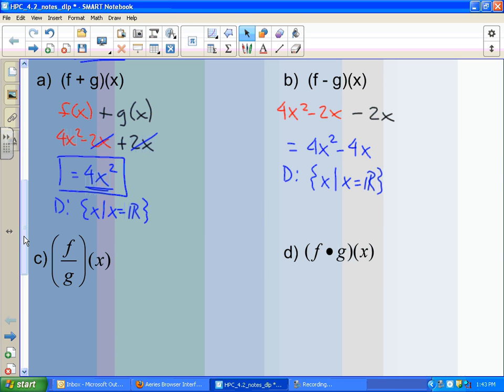All right, now we have f divided by g. So the function f divided by the function g. Why don't you guys, without my help, find out what that is first of all. What do you get when you take f of x divided by g of x? And then we will chat about the domain because we have to be careful here.